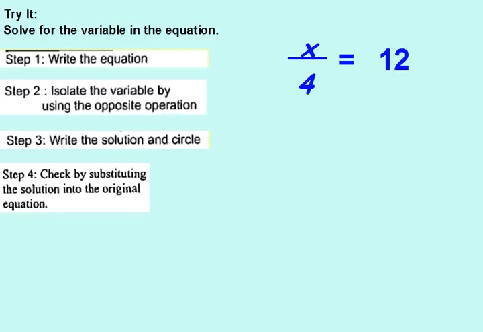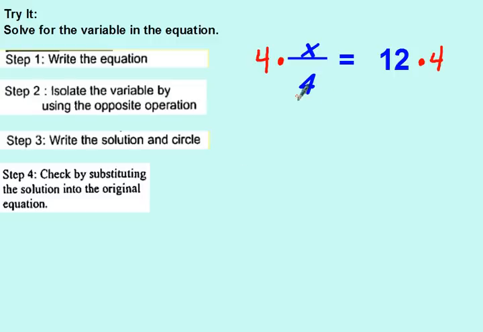X divided by 4 equals 12. The variable is x. It's being divided by 4. The opposite of dividing by 4 is multiplying by 4. So you want to multiply by 4. What you do to one side, you must do to the other side. Multiply by 4 on both sides, because that's the opposite of dividing by 4.